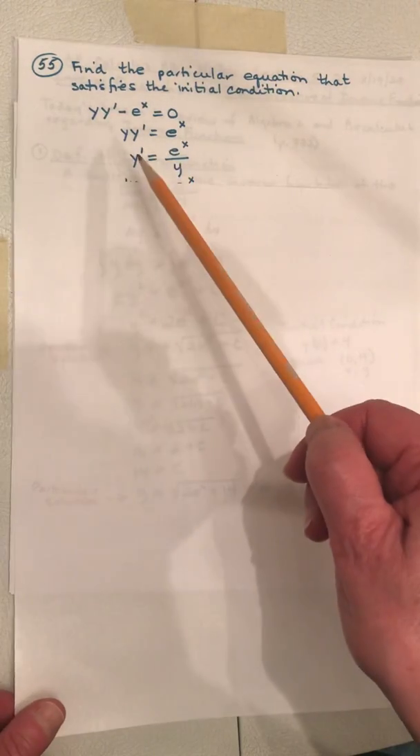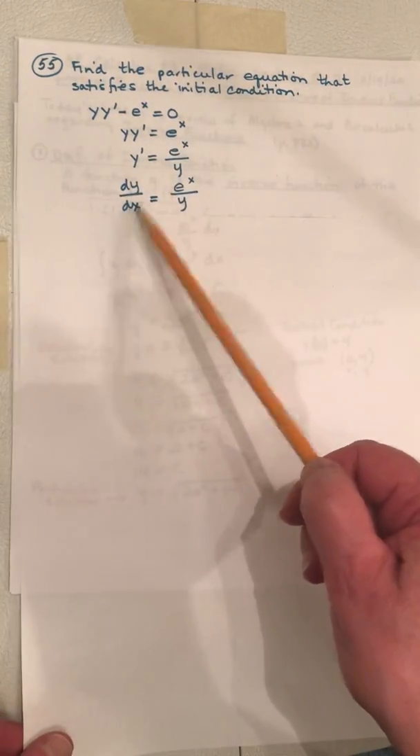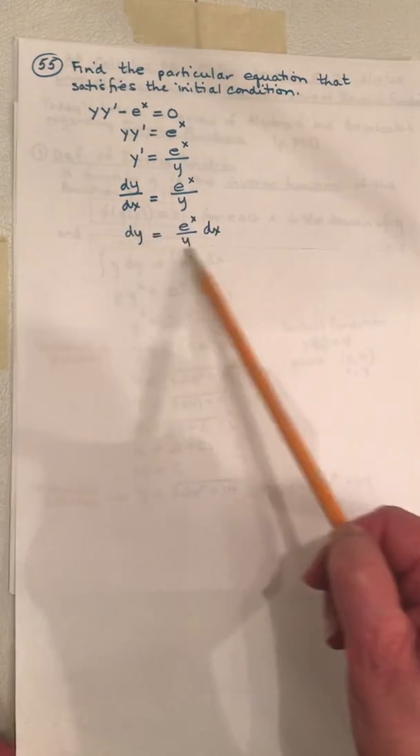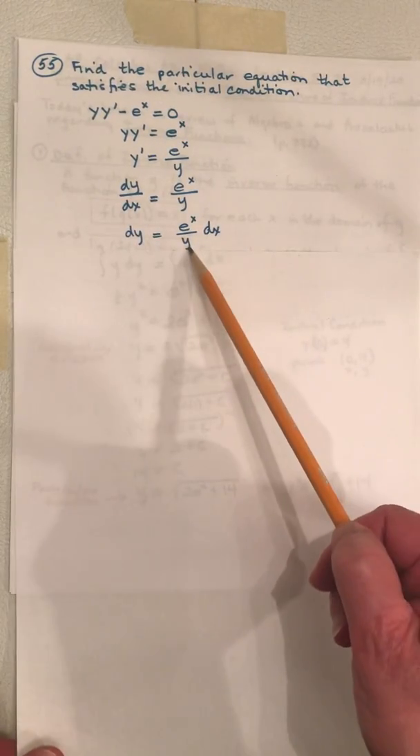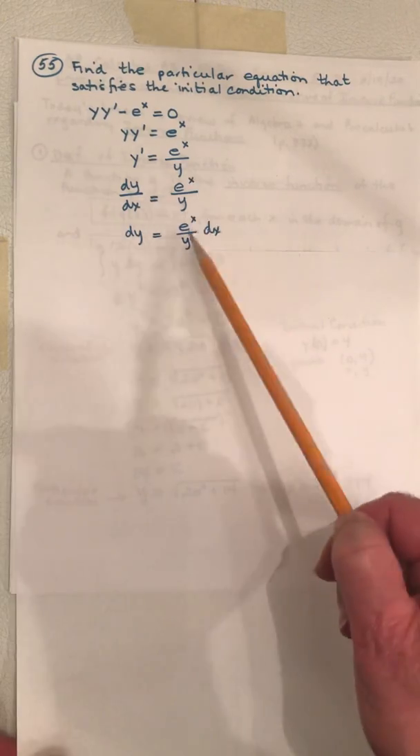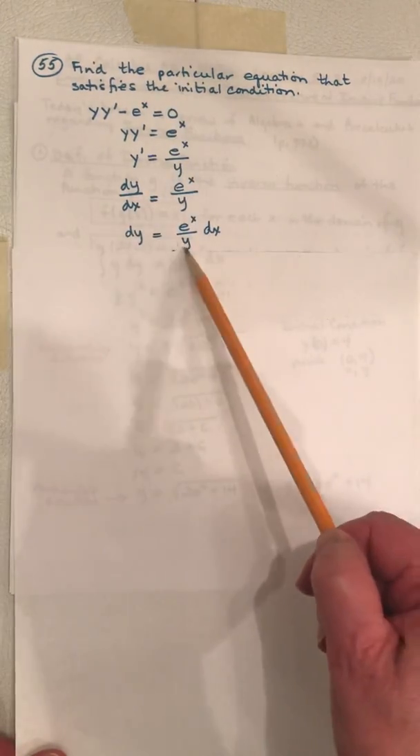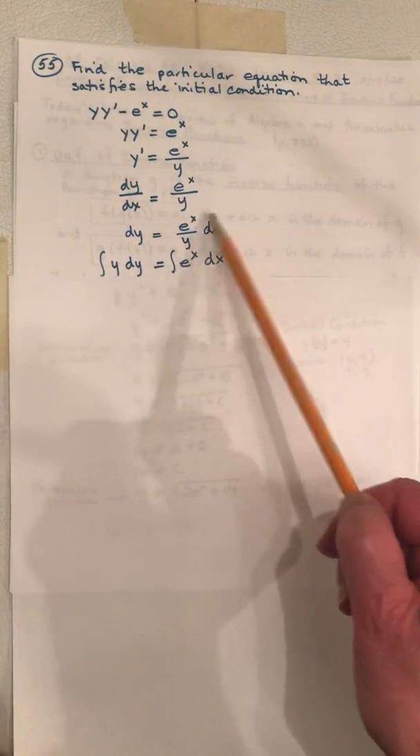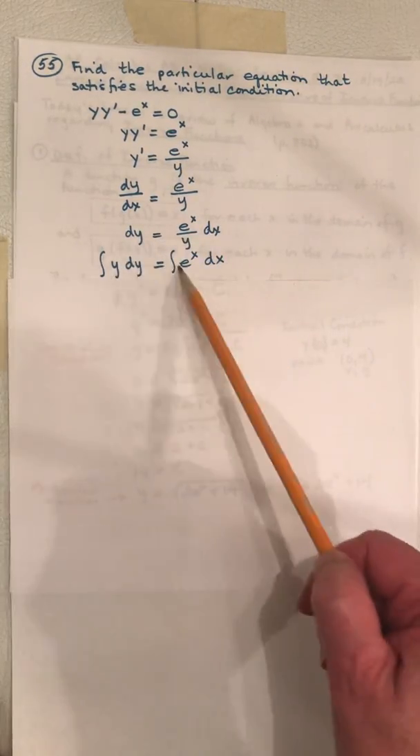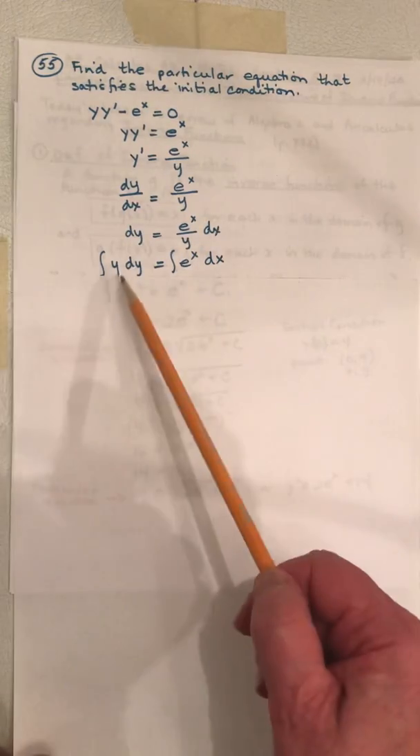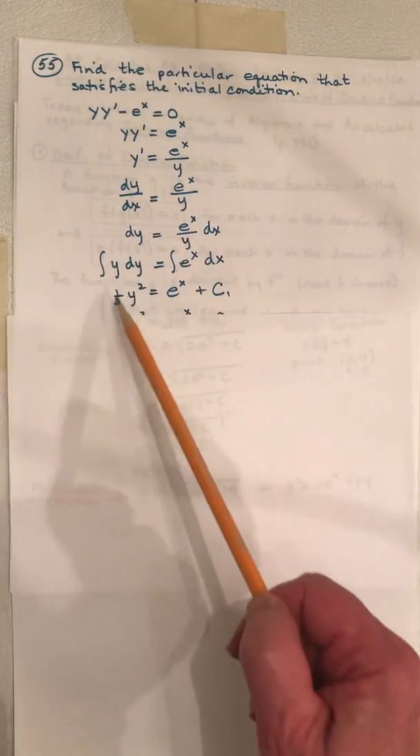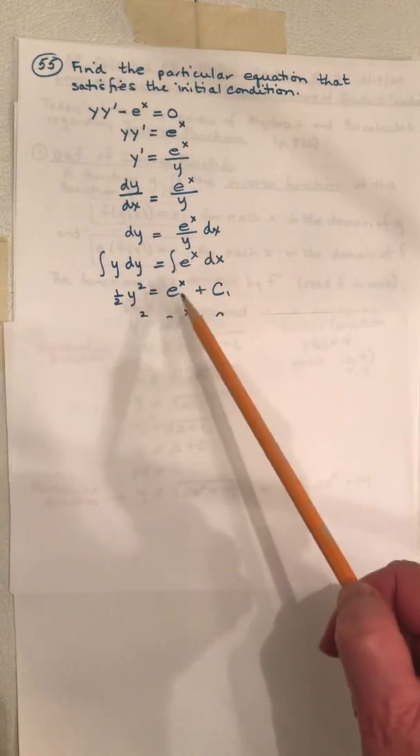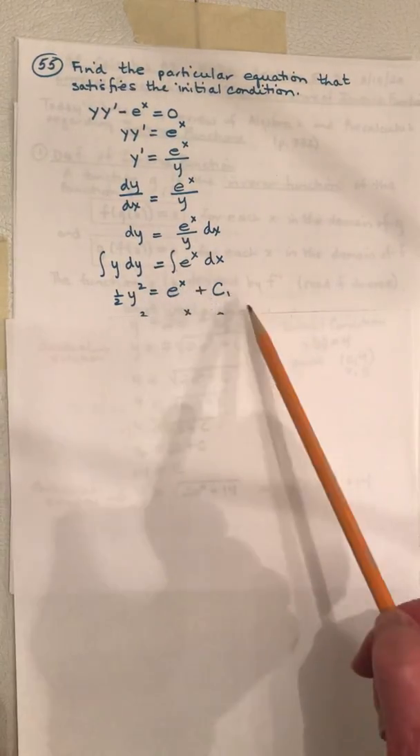Now we're going to rewrite y prime as dy/dx. And guess what we're going to do? Multiply by dx. And we're going, oops, we have a y on the side with dx. We need it on the dy side. So we multiply both sides by y, and we get y dy equals e to the x dx. And now we can integrate both sides. So when we integrate y, we get 1/2 y squared. We integrate e to the x, the fun one, and we get e to the x plus c.